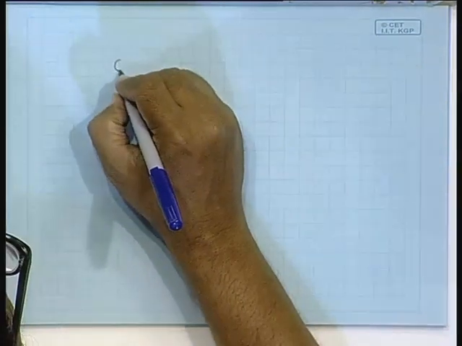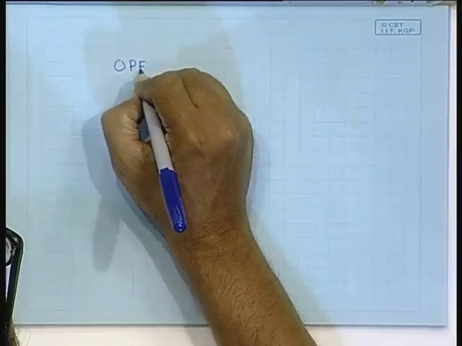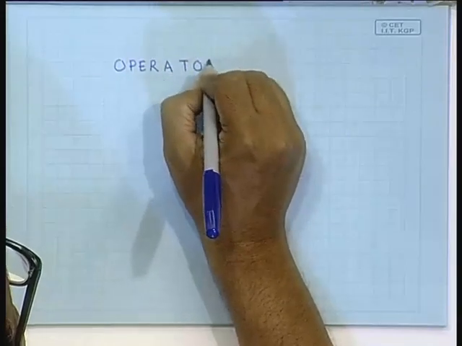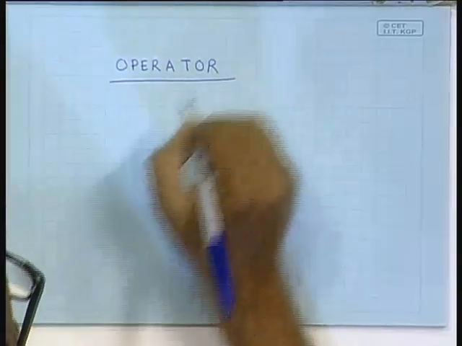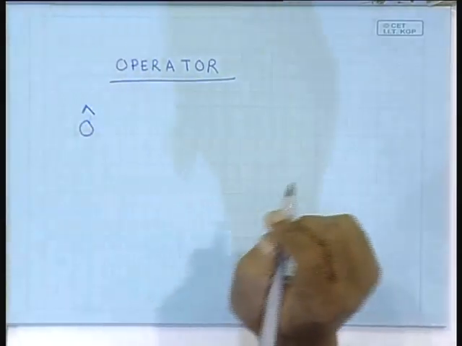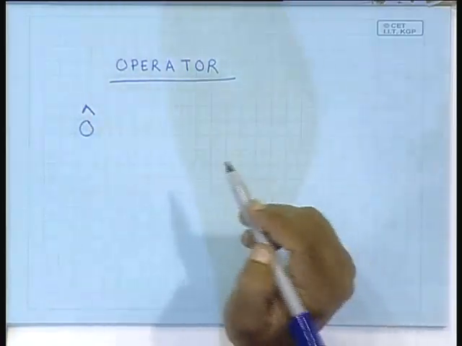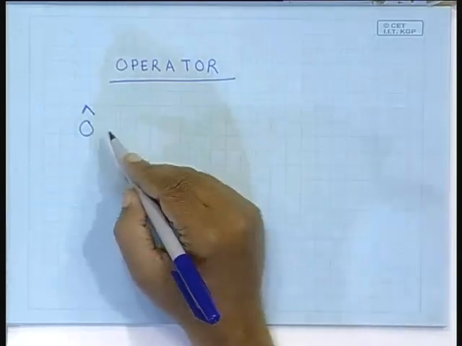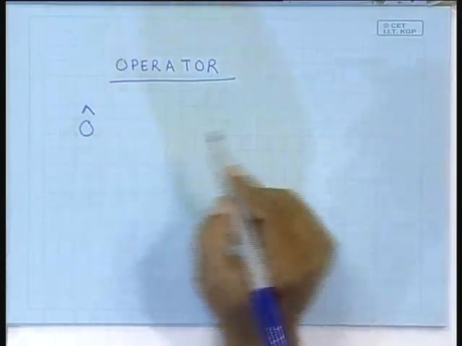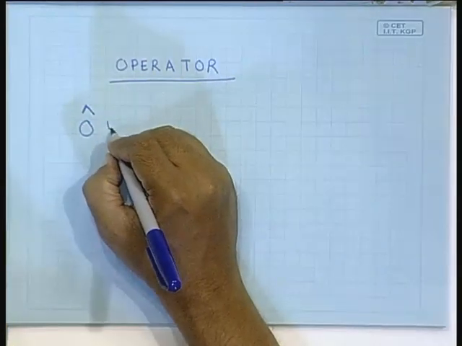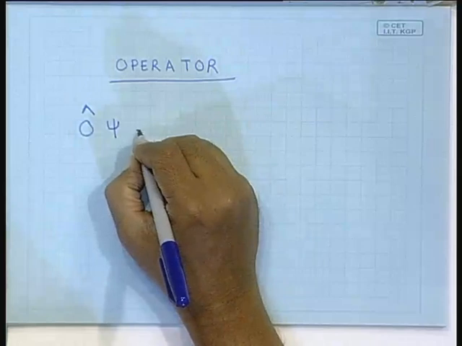So, an operator, which I will denote with any symbol with a cap on top. So, this is the operator O with the cap. The fact that there is a cap or a hat on top is going to tell us that this is an operator, not a number. An operator is something that acts on a function to give me another function.